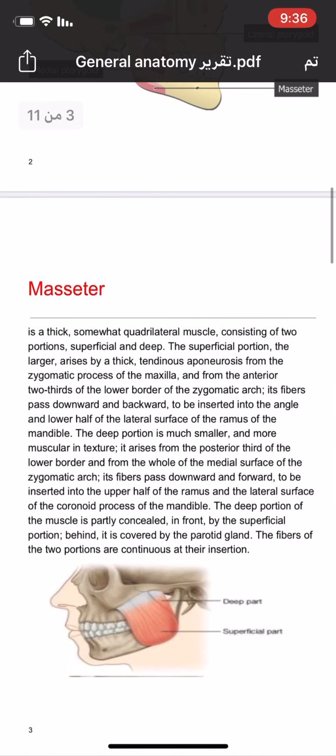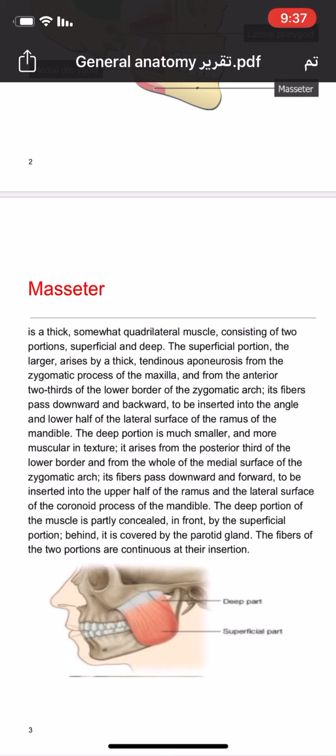The masseter is a thick quadrilateral muscle consisting of two portions, superficial and deep. The superficial portion is larger, and arises by thick tendinous aponeurosis from the zygomatic process of the maxilla and from the anterior two-thirds of the lower border of the zygomatic arch.